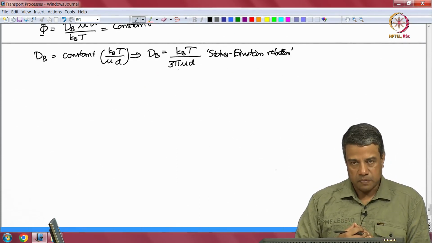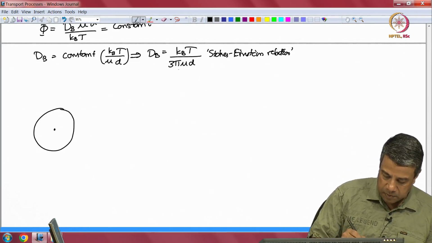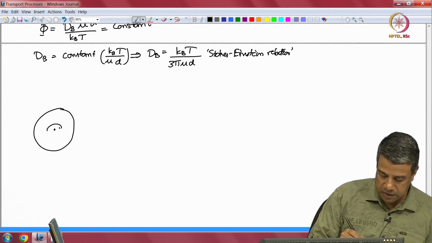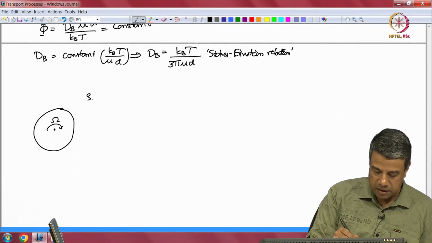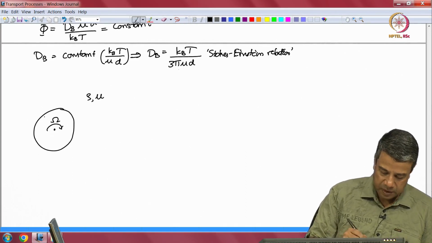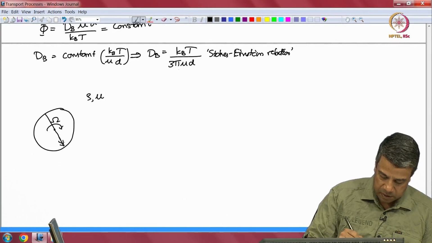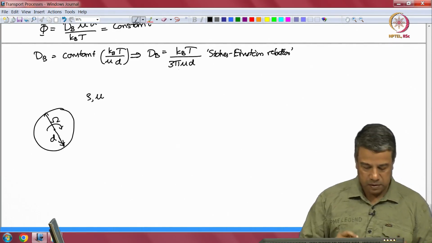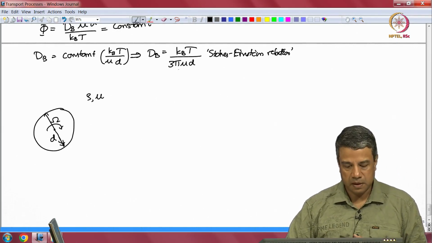Let us solve another problem. We take a particle with angular velocity omega rotating in a fluid of density rho, viscosity mu, and the particle diameter is d. And I want to find out what is the torque on the particle.